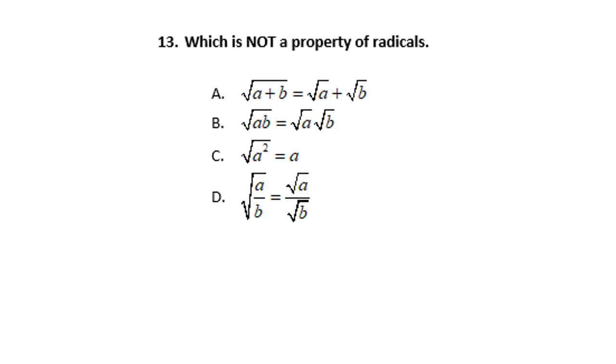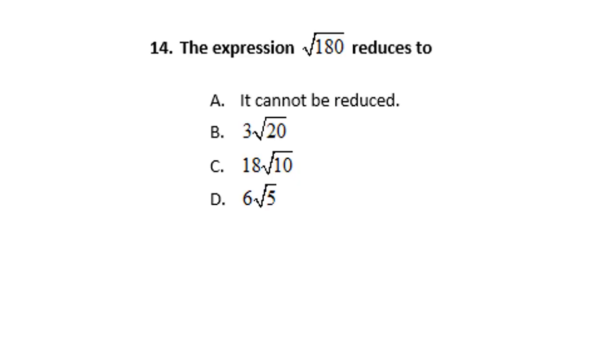Number 13. Which is not a property of radicals? Number 14. The expression the square root of 180 reduces to A. It cannot be reduced, B. 3 times the square root of 20, C. 18 times the square root of 10, and D. 6 times the square root of 5.